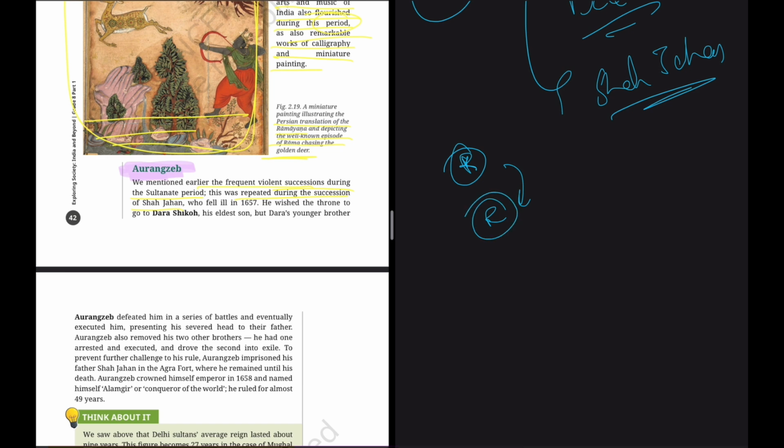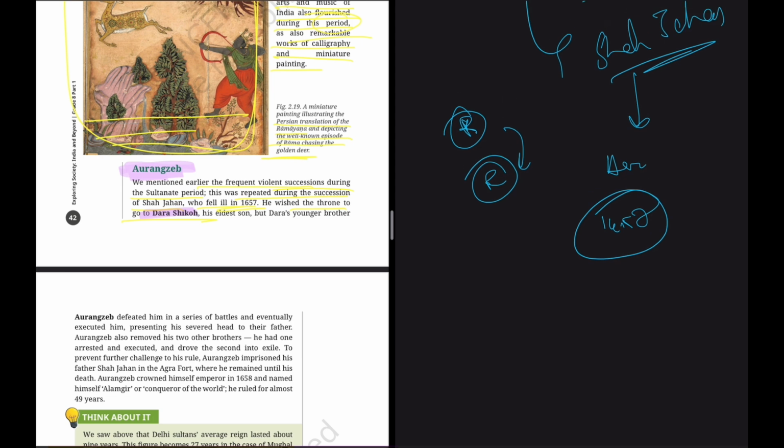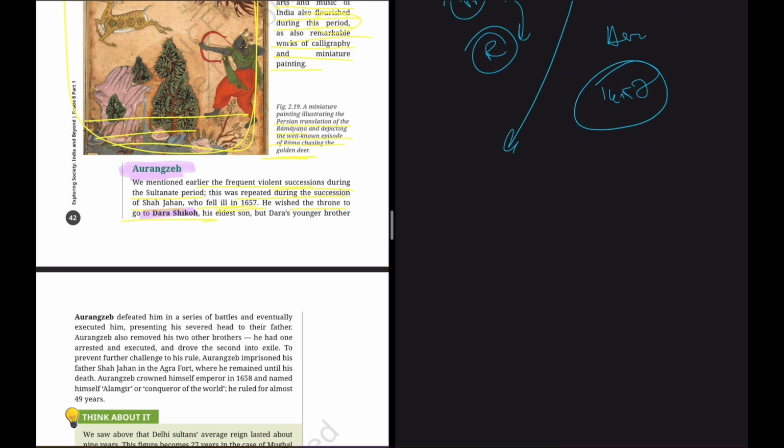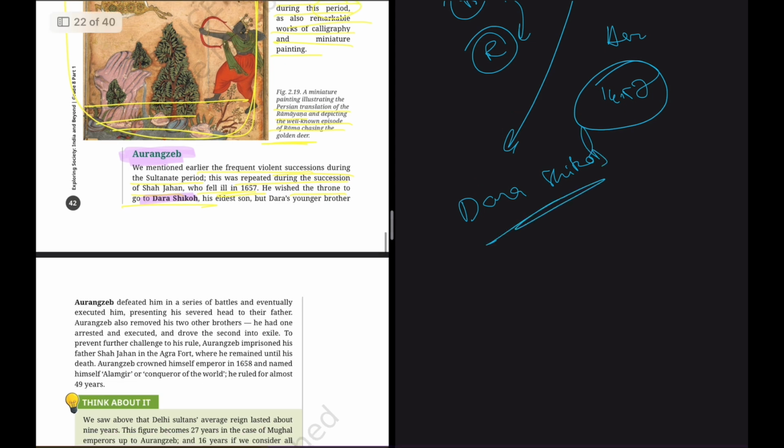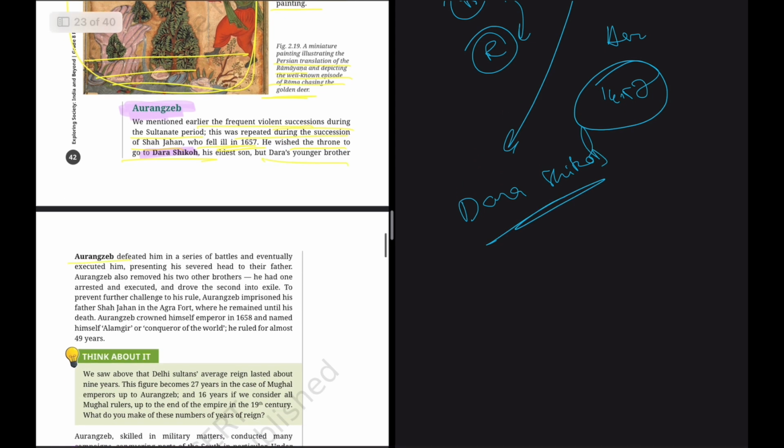It all went in violent ways, and this has repeated in the transition from Shah Jahan to Aurangzeb as well, who fell ill in the year 1657. So Shah Jahan fell ill in 1657, and he wished the throne to go to Dara Shikoh, his eldest son. But Dara's younger brother Aurangzeb defeated him in a series of battles and eventually executed him.